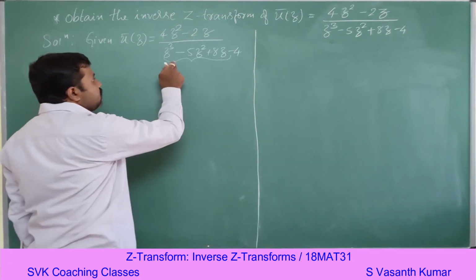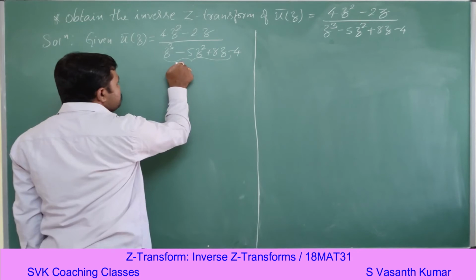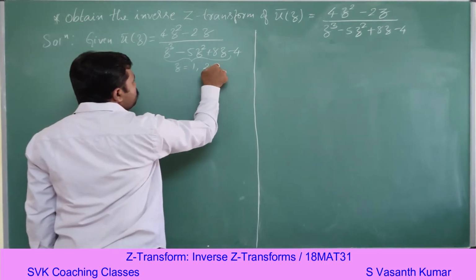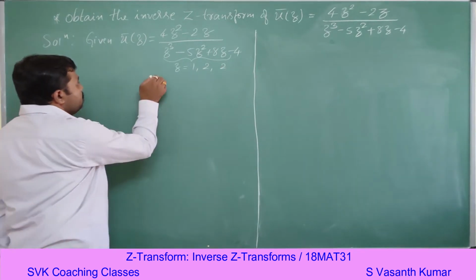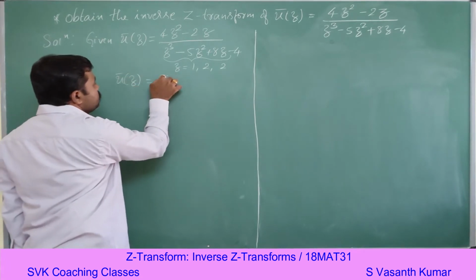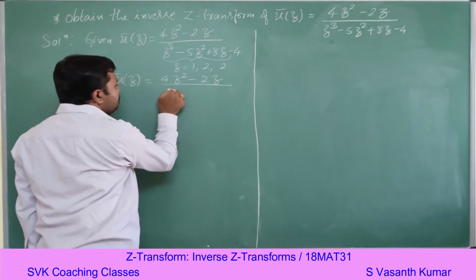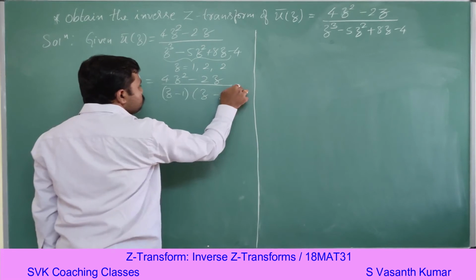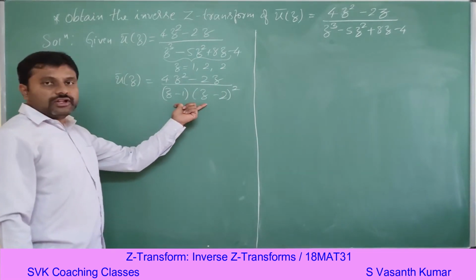So by using a calculator, the cubic equation can be solved. So the roots of this equation are z equal to 1, 2, 2. So therefore, I can rewrite this problem as u bar of z is equal to 4z square minus 2z whole divided by z minus 1 into z minus 2 the whole square. I got the factors here.